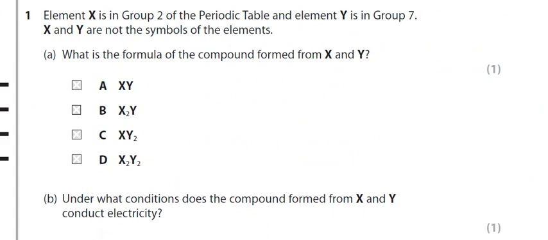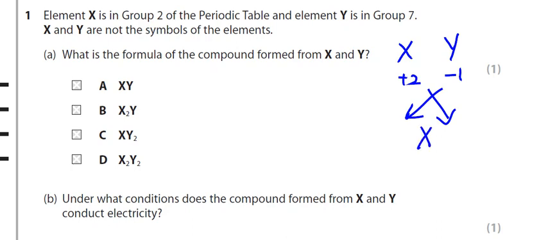So X is group 2, so X will have the valency of +2, and as for Y, group 7, which is -1, so you know the rules of writing chemical formula. You simply cross the valencies and then you derive the formula. So the valency of Y goes into X and the valency of X goes into Y. So the answer will be XY2.